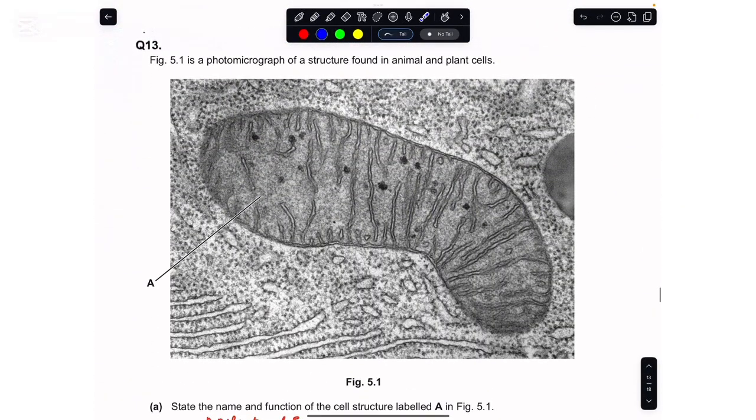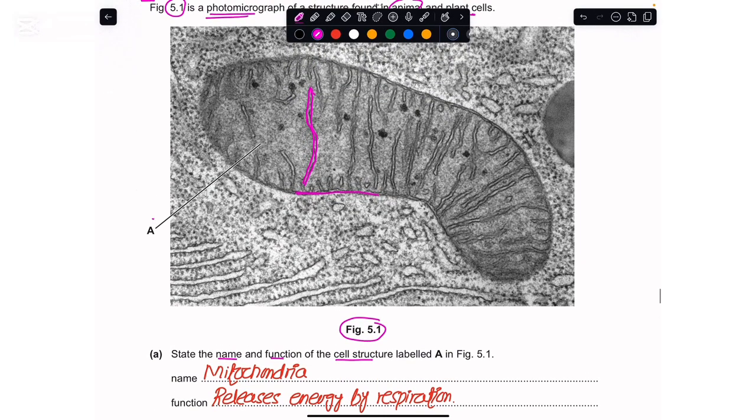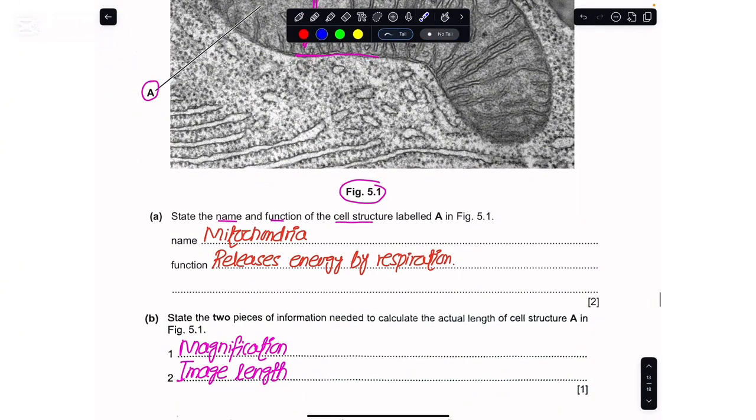If I move you to question number 13, they say we have given you figure 5.1. Here is a photomicrograph of a structure which is found in the animal and the plant cell. Whenever a structure appears with an outer membrane and an inner membrane that looks like this, it is a confirmation that the organelle is the mitochondria. They say state the name and the function of the cell structure which is labeled A. So you would say this is mitochondria, and it releases energy by respiration. Here you would score 2 marks.